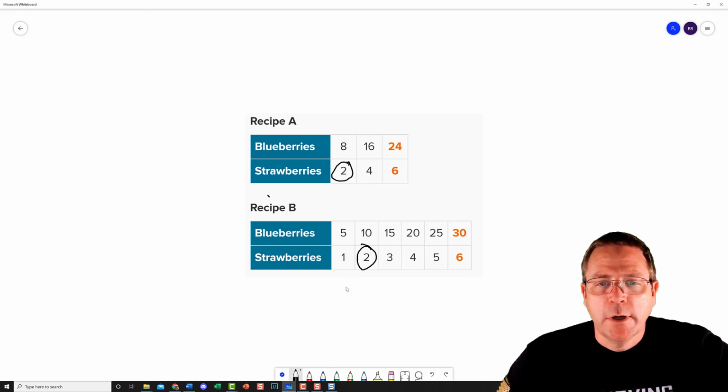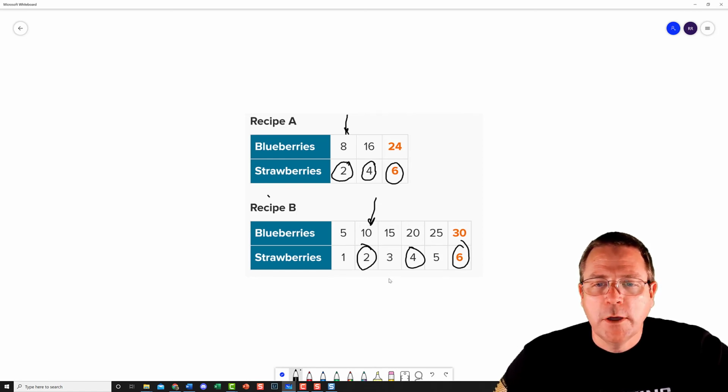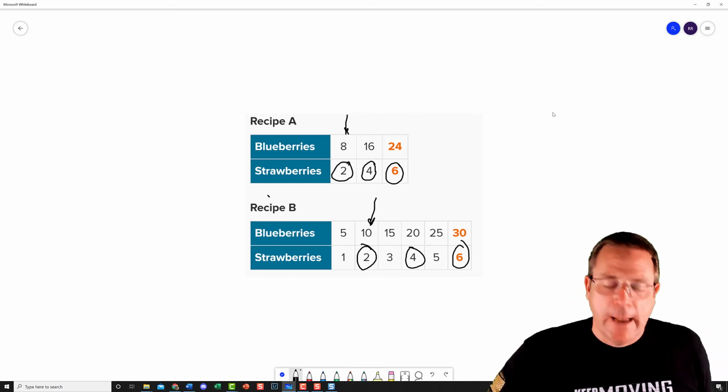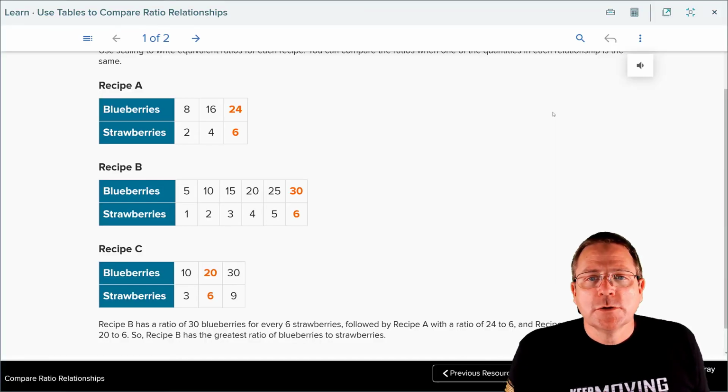So which one is going to have more blueberries to strawberries? Recipe B is, because you have 10 here compared to 8 there. Likewise, we could also compare the 4s and we can compare the 6s. Each one of those is a good place to look to find out who is going to have the higher ratio of blueberries to strawberries.